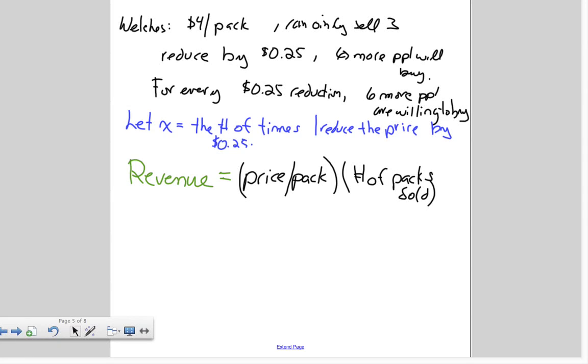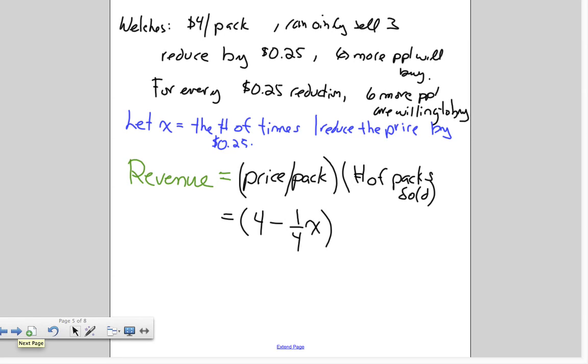So what is the price per pack? You tell us. $2. What is the price per pack? $4. Well, it starts off at 4, right? But I'm subtracting a quarter of $1, 25 cents, for every reduction I have. So $4 minus 25 cents.